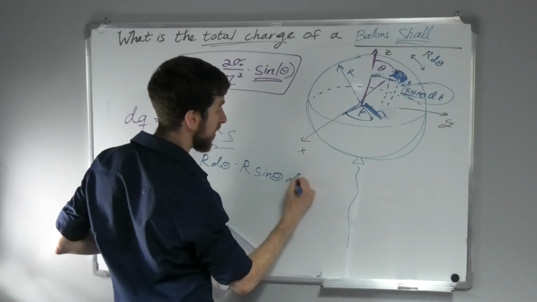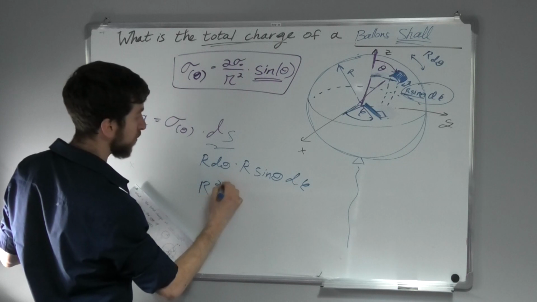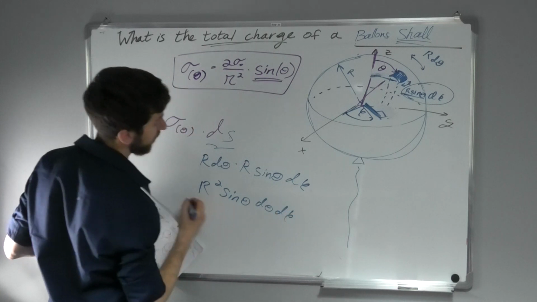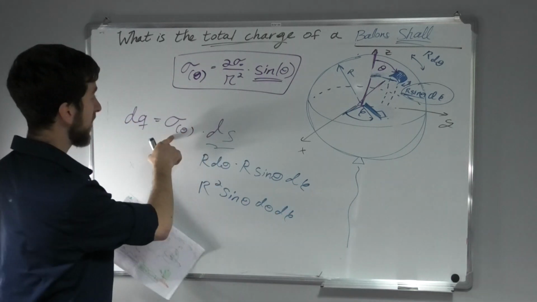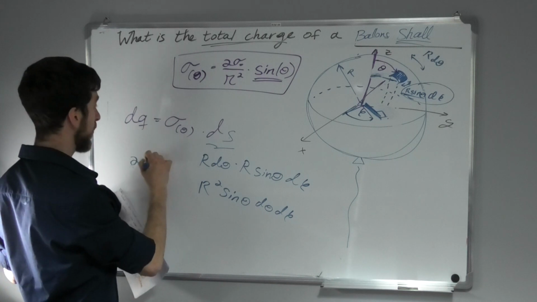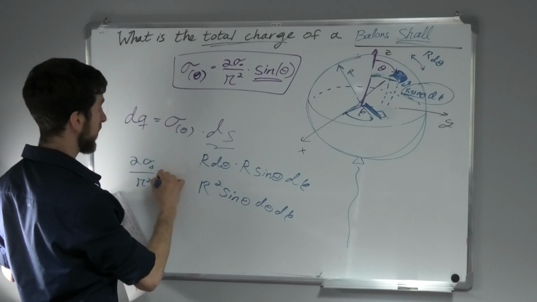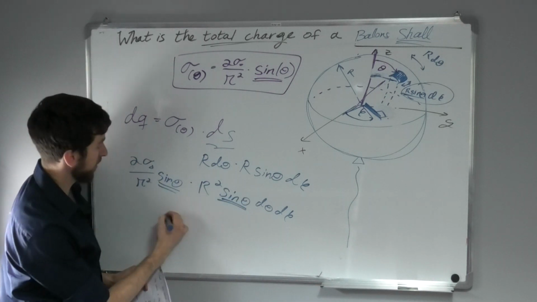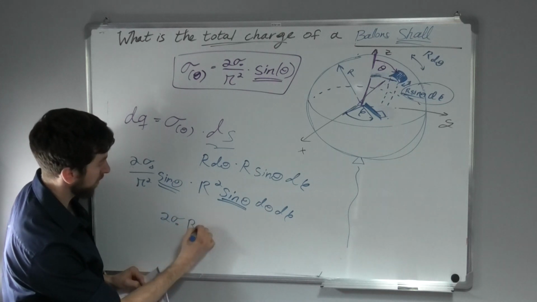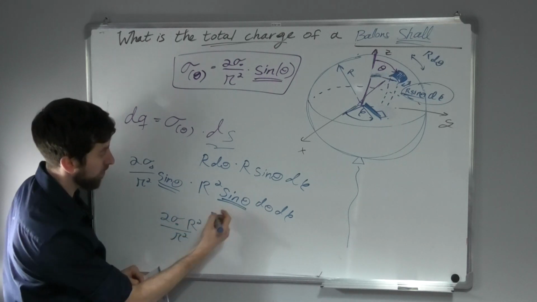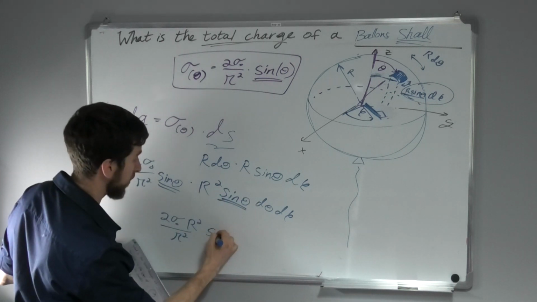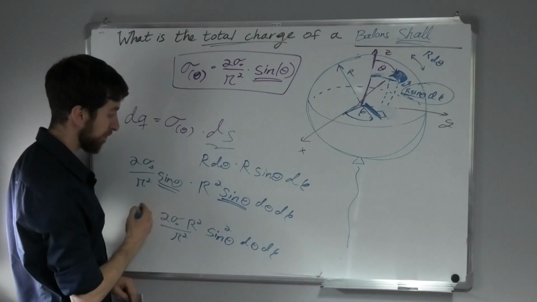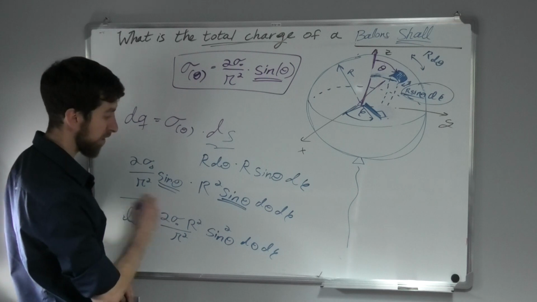So R sin theta d phi. So what I have here, R squared sin theta d theta. So this is this part, and what is the sigma? I already know it. It's 2 sigma 0 over pi r squared sin theta multiplied. So you see that I have two sines. So let's do 2 sigma 0 r squared over pi, and here I have sin squared theta d theta d phi. Perfect. So this is my dq, right?